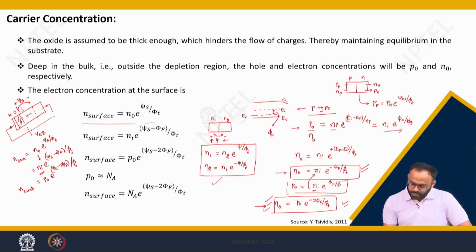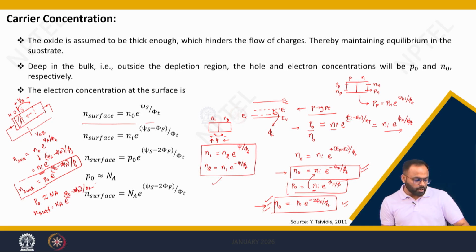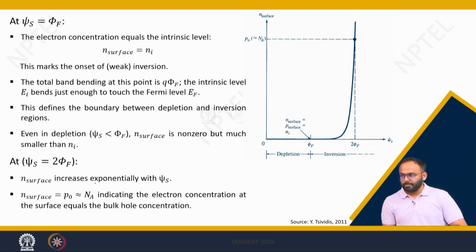So using these equations, ultimately you can replace this by P naught into this. Now if we consider all the dopants are ionized, it means what? P naught is nothing but Na. So N surface is ultimately Na times e to the power of psi s minus 2 phi f by phi t. Let us plot this and again analyze what is actually happening.